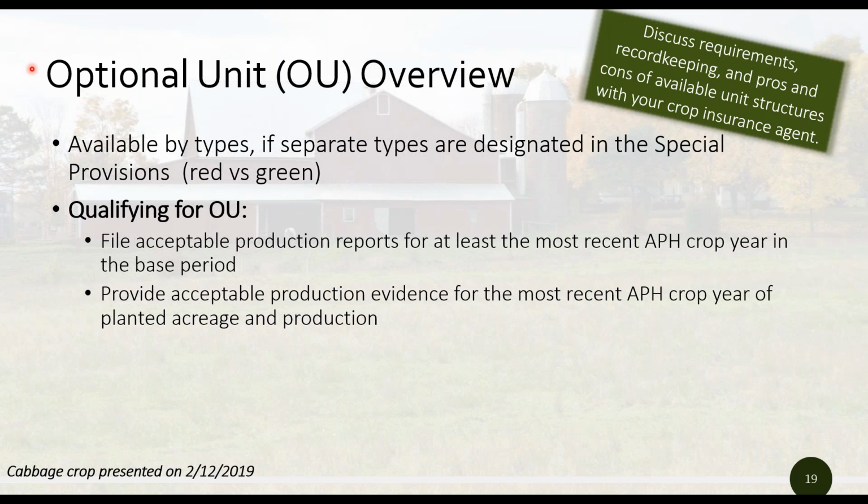So if you want to qualify for an optional unit, you must file acceptable production reports for at least the most recent APH crop year in the base period, and of course provide acceptable production evidence for the most recent APH crop year of planted acreage and production. One of the things you need to remember is that although the optional unit structure is usually higher premium, it does allow for losses to be paid on a more granular level than basic units. There's usually a smaller land area involved in determining damage and production.